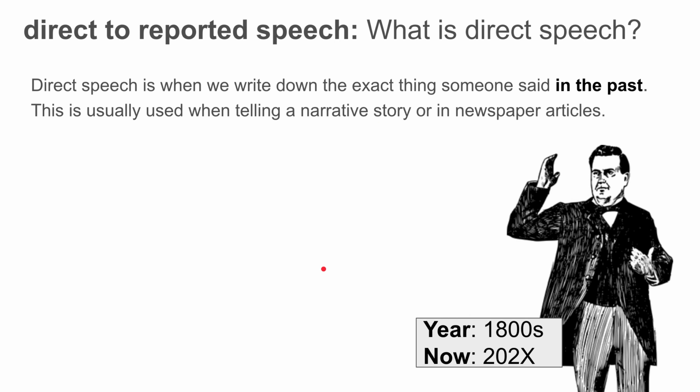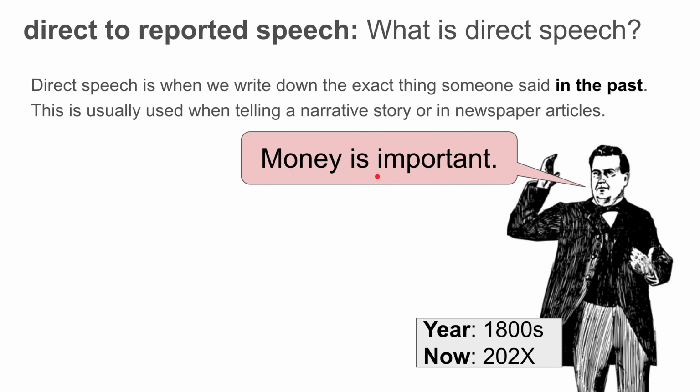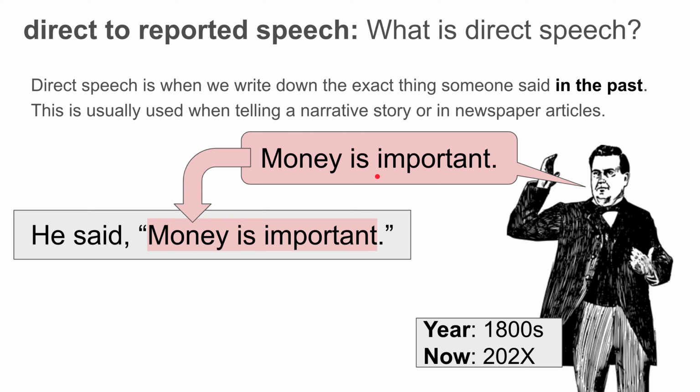Let's talk about direct speech. Direct speech is when we write down the exact thing someone said in the past. This is usually used when telling a narrative story or in newspaper articles. For example, in the 1800s, now it is the 2020s. So what happens? This man says, money is important. If I quote him directly, then I would use direct speech. He said, "Money is important."